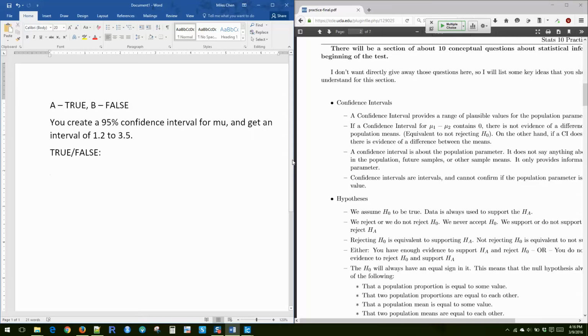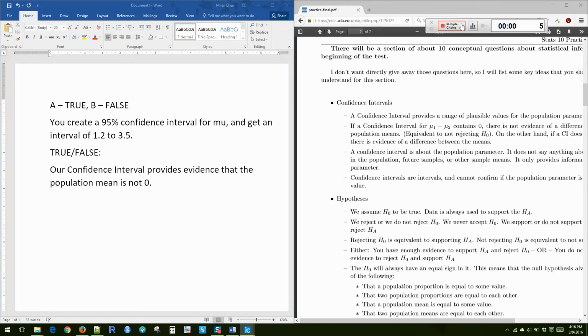Okay, true, false. Our confidence interval provides evidence that the population mean is not 0. Okay, so go ahead. True or false?